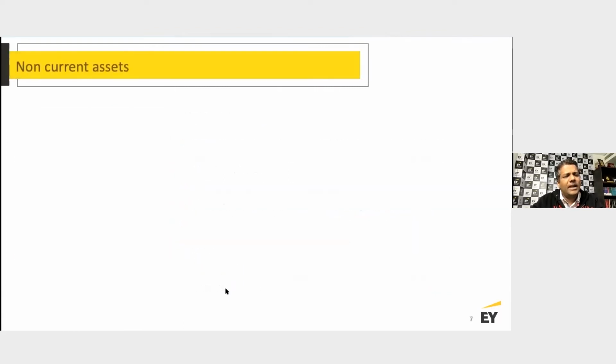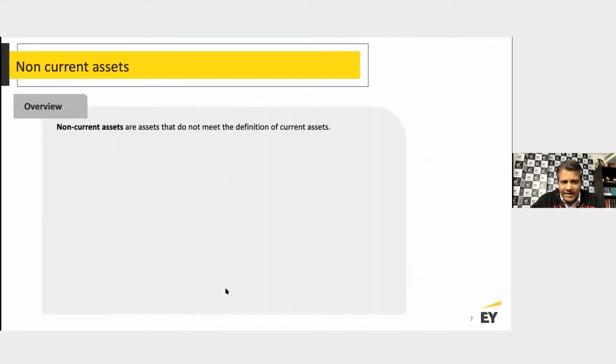Now, let's try and understand the definition of non-current asset. What's the definition of non-current asset? The way the non-current asset has been defined in the standard, they are assets that do not meet the definition of current assets. So non-current assets are those assets that do not meet the definition of current assets.